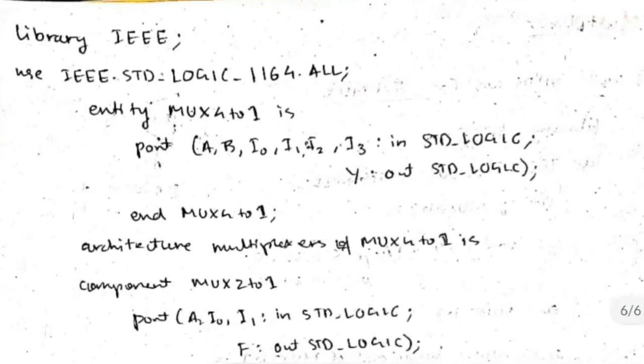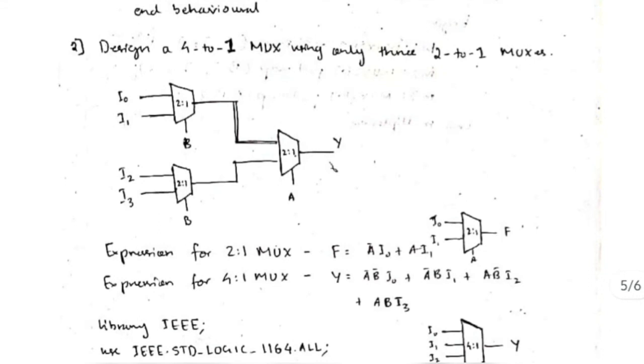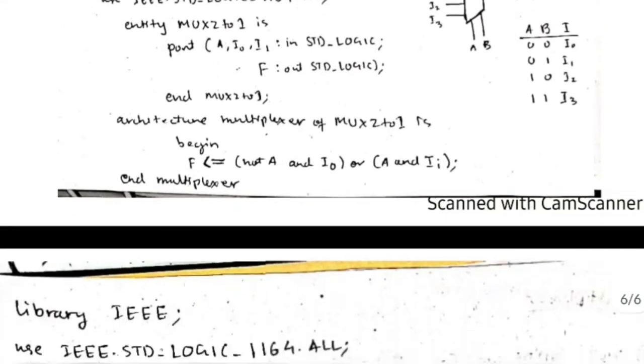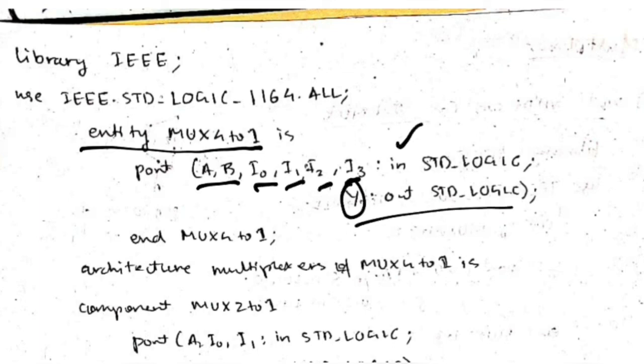In 4:1 mux you have the inputs A, B, I0 to I3, and Y is the output. This is the 4:1 mux. Inside this, A and B are the inputs, I0 to I3 are also inputs, and only Y is the output. So we will be mentioning that in the entity part of 4:1 mux. A, B, I0, I1, I2 and I3 are the inputs. Y is the output. After doing that, we'll end the entity part.